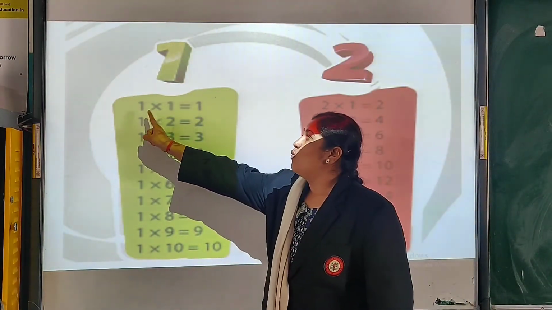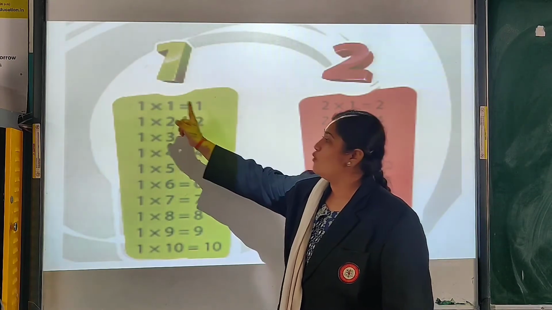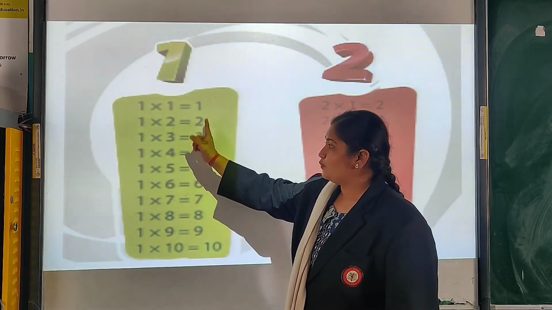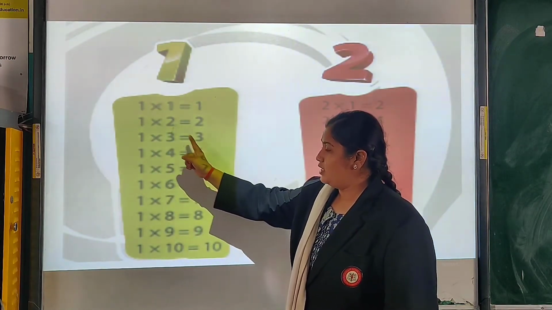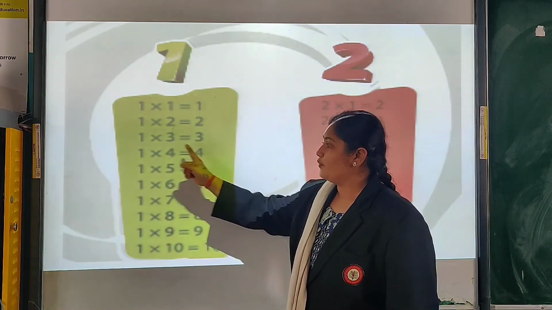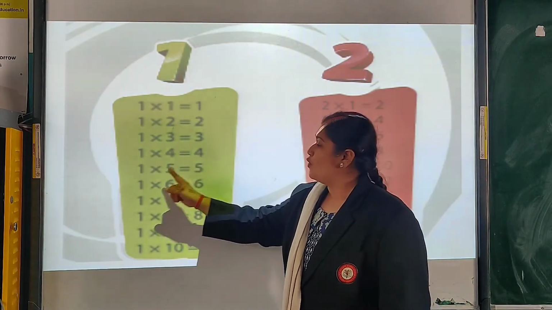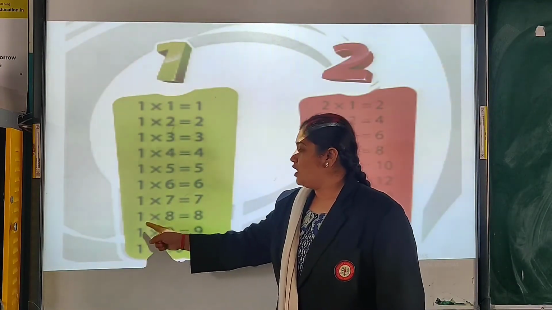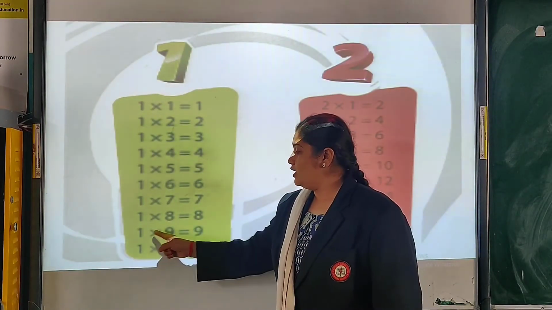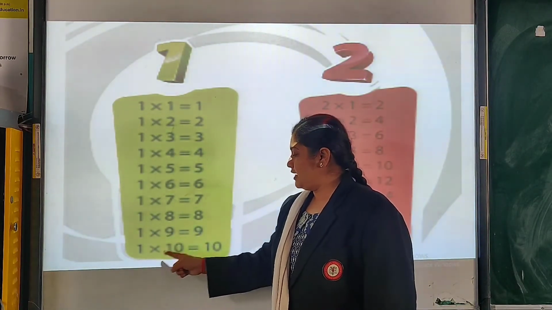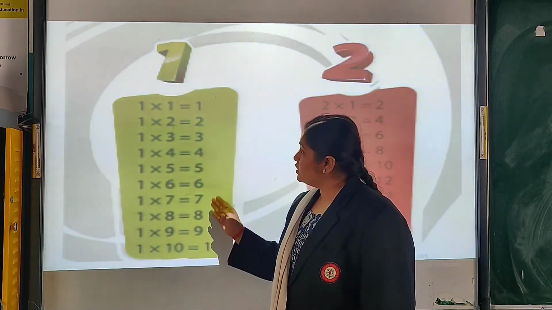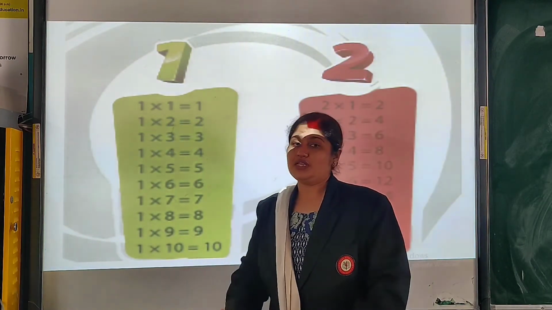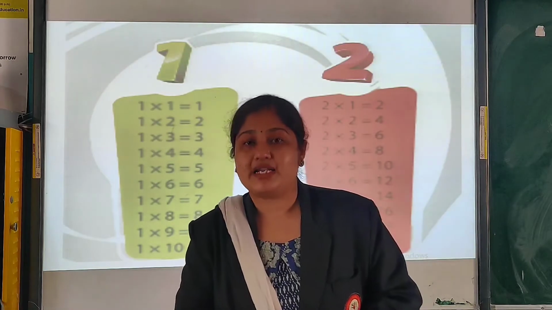Okay, now 1 1s are 1. Then 1 2s are 2. 1 3s are 3. 1 4s are 4. 1 5s are 5. 1 6s are 6. 1 7s are 7. 1 8s are 8, 1 9s are 9, 1 10s are 10. Okay, so students, this you have to learn. है ना? हमें tables learn करने हैं. Plus with that, we have to write down this table in our maths notebook.